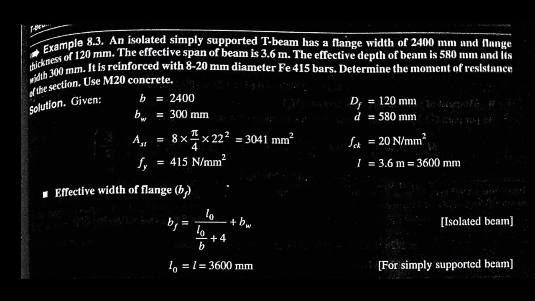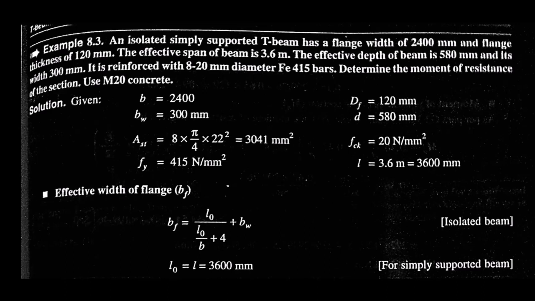Now first of all, we have to write our given data. Small b with the flange is 2400 mm. Depth of flange, DF, is 120 mm. Small b suffix w, the width of web, is 300 mm, and small d, effective depth, is 580 mm. Now we have to find out the area of steel for 8 numbers of 22 mm diameter bars. So 8 multiplied by pi by 4 multiplied by 22 whole square, that is equal to 3041 mm square. FCK is 20 Newton per mm square for M20 grade of concrete, Fy is 415 Newton per mm square for Fe 415 bars, and L is 3.6 meter, or we can write 3600 mm.